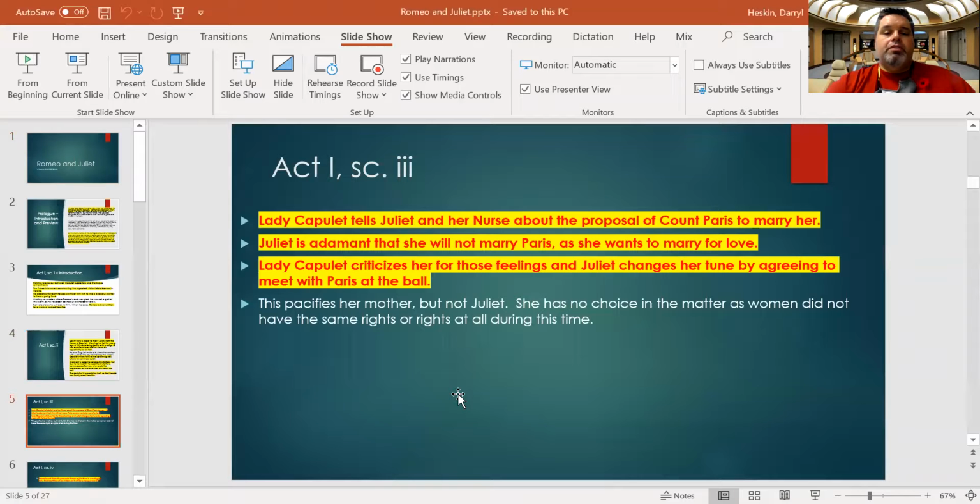We got to Act 1, Scene 3, where Lady Capulet talks to Juliet about marrying Paris. And of course, Juliet does not want to marry Paris. She wants to marry for love. But Lady Capulet says, you do what your father says. This is what's going to happen. And so then they come to a consensus, kind of like a middle ground. And Juliet agrees to meet with Paris at the party and then go from there. So at least that satisfies her mother for a while.